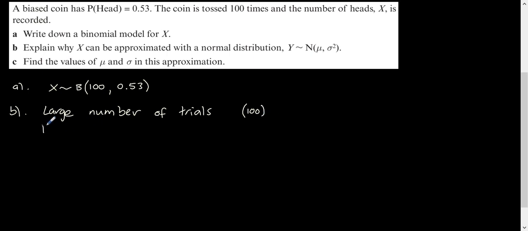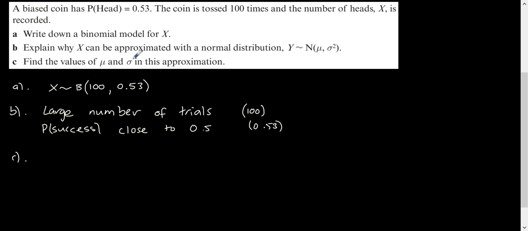And we've got a probability of success close to 0.5, when in fact we've got 0.53. So those are our two conditions, and you get a mark for each condition. You must remember those two conditions and you must be able to use them.